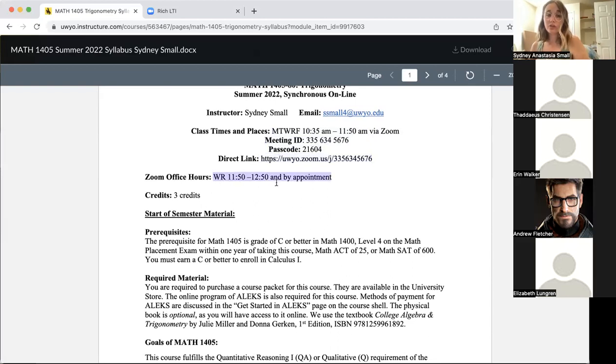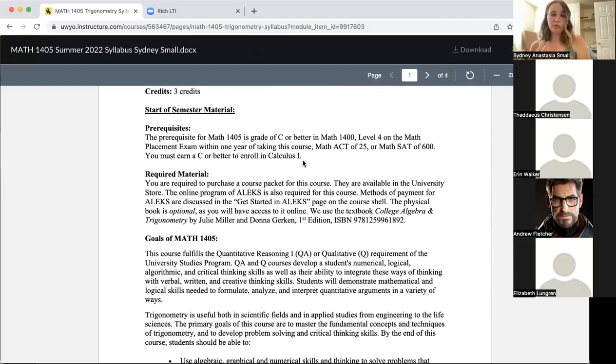Office hours are Wednesday and Thursday immediately after class for an hour, but if these don't work, I'm always open to appointments. I'm pretty available pretty much anytime. So if you need some extra help, I am always here. Just shoot me an email and we can work something out. Okay, so prerequisites, you're all here, so I'm assuming you have the prerequisites.